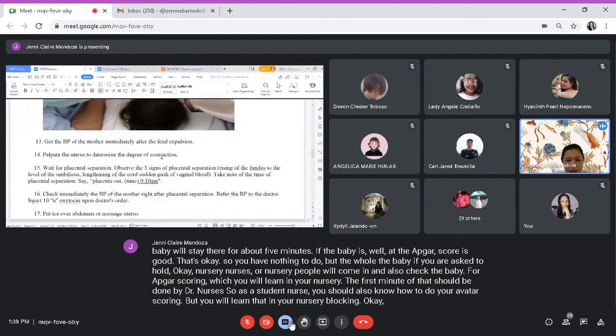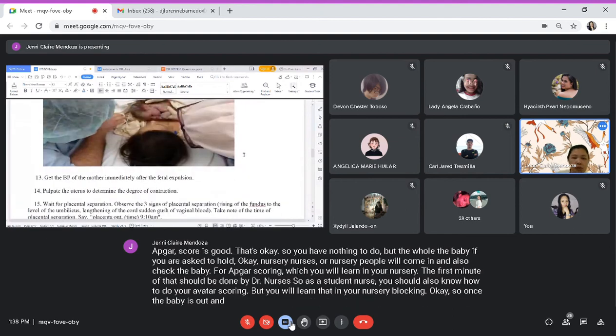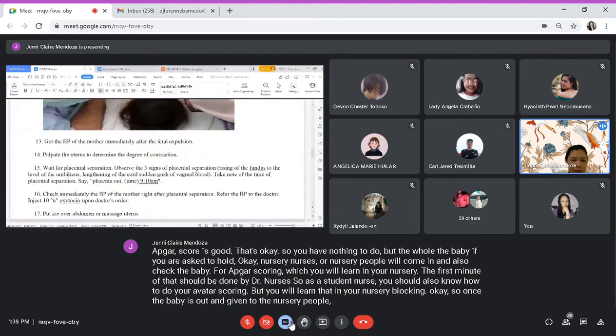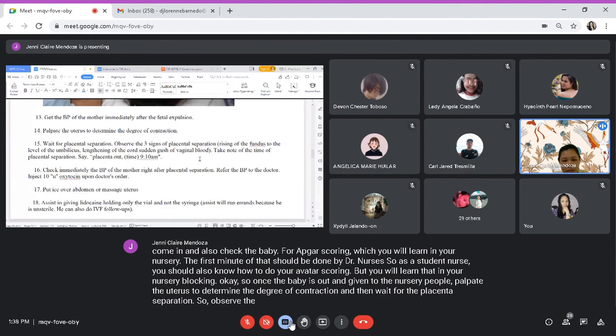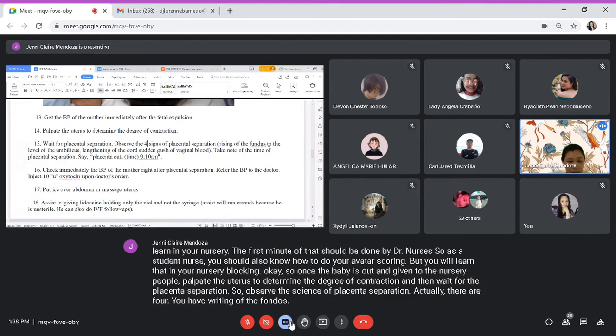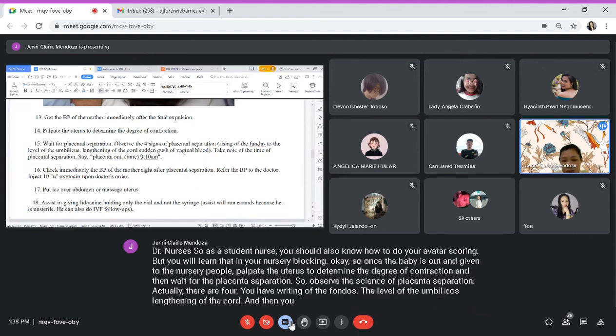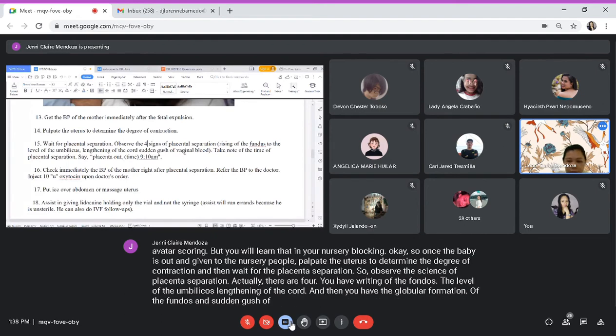Okay. So once the baby is out and given to the nursery people, palpate the uterus to determine the degree of contraction, and then wait for the placenta separation. So observe the signs of placenta separation. Actually, there are four. You have rising of the fundus to the level of the umbilicus, lengthening of the cord, and then you have the globular formation of the fundus and gush of blood. So those are your placenta signs. Now take note of the time of the placenta separation.